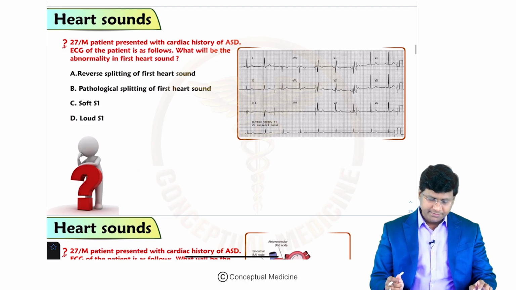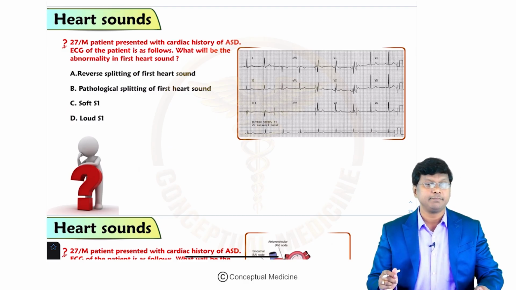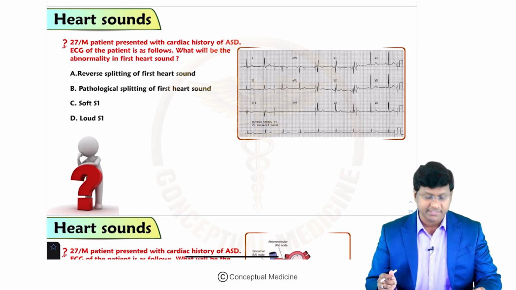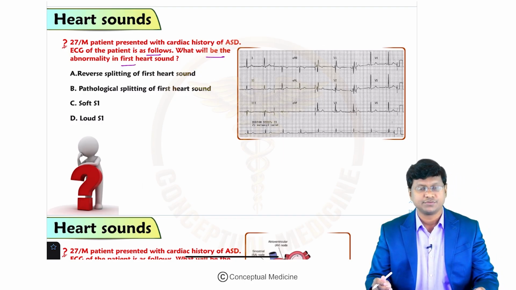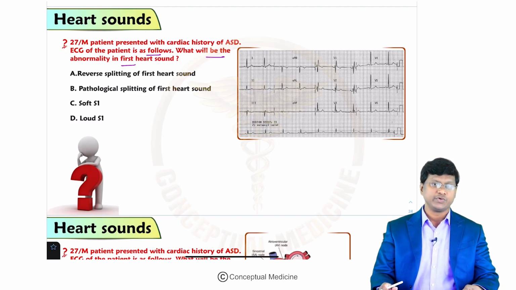So you see this question here. A 27-year-old male patient presented with the cardiac history of atrial septal defect. ECG of the patient is as follows. What will be the abnormality in the first heart sound? Reverse splitting of the first heart sound, pathological splitting of the first heart sound, soft S1, loud S1.